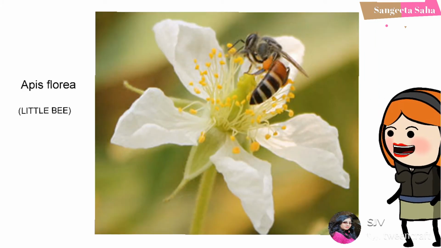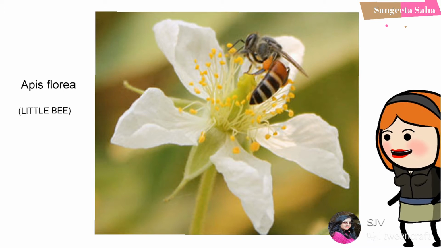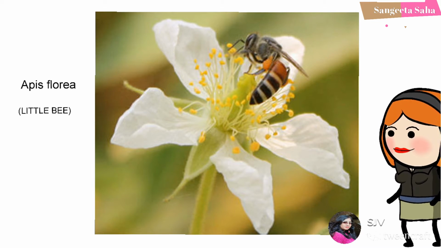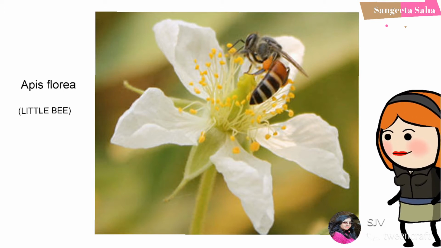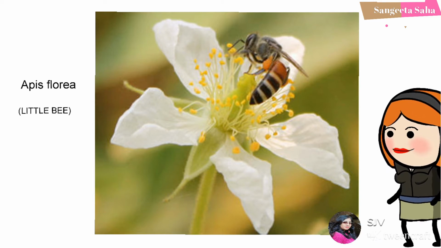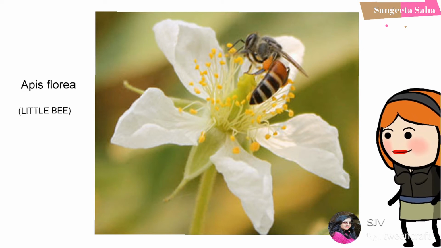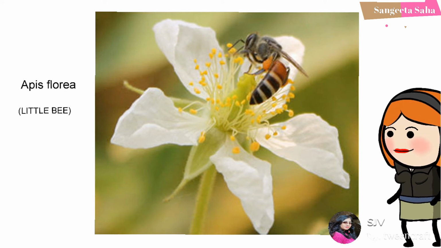This is another type of honeybee, Apis florea, commonly known as little bee or dwarf bee. This species is the smallest amongst all the honeybees described here. Its primary distribution center is Southeast Asia and Northeast Asia. They are generally confined to warm climates. They provide many useful products for human consumption.